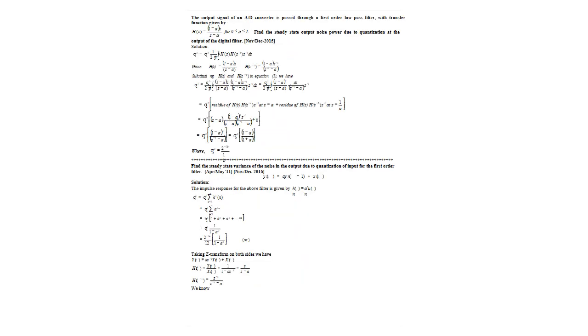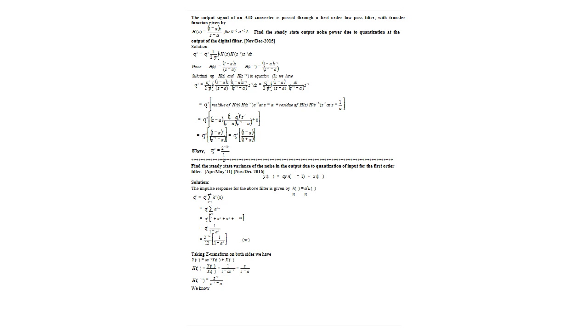So let me take an example. The output signal of the analog to digital converter is passed through the first order low pass filter with the transfer function given by H(z) is (1 minus a) into z by (z minus a), for 0 less than a less than 1. Find the steady state output noise power due to the quantization at the output of the digital filter.